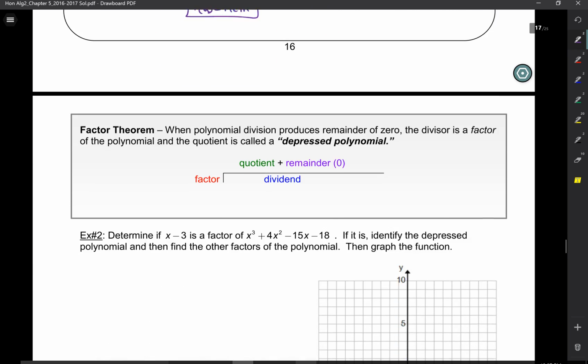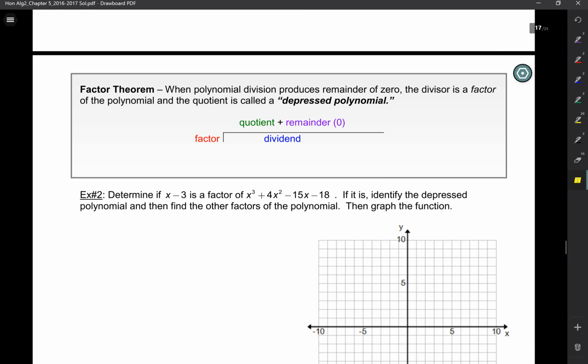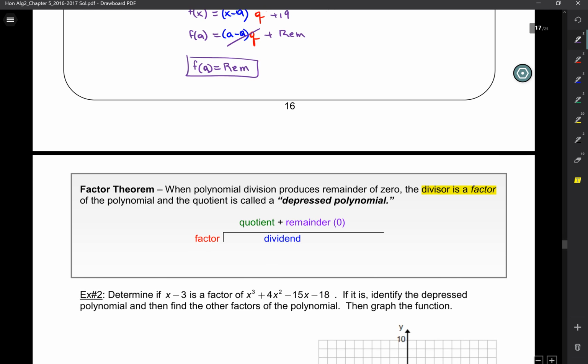Now let's talk about the factor theorem. When a polynomial division produces a remainder of 0, we say that the divisor is a factor. So when you do any division, before we did 61 divided by 4. Now let's do 60 divided by 4. How much would it be? 15. And what would the remainder be? 0. Why? Because 15 is a factor of 60.